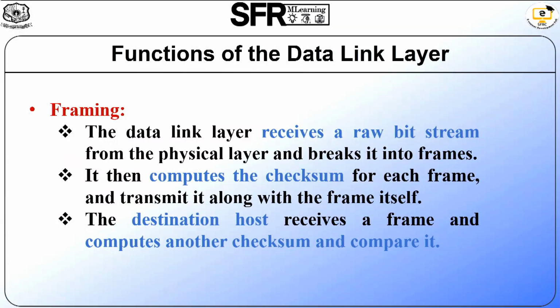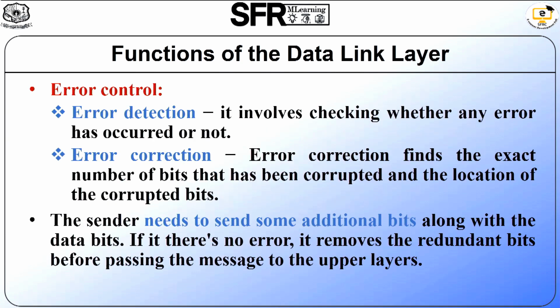The functionalities of the data link layer are, the first one is framing. This layer receives the raw bit stream of data from the physical layer, that is the layer below the data link layer, and it breaks that data into frames. After breaking it into frames, it computes a checksum value, affixes it to the frame and transmits it through the network. At the destination side, the frame is received, and it again computes the checksum and compares it with the sender side checksum.